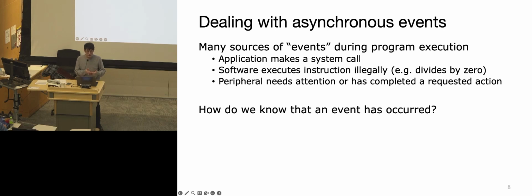Those are, for example, applications making a system call or some illegal instruction, like dividing by 0, which causes an illegal exception, or some peripherals needing attention or having completed a requested action. For example, someone pushed the button. We always use the button. Someone switched the switch. That should ideally trigger something. So how do we know exactly when this event happens, and how do we deal with it?